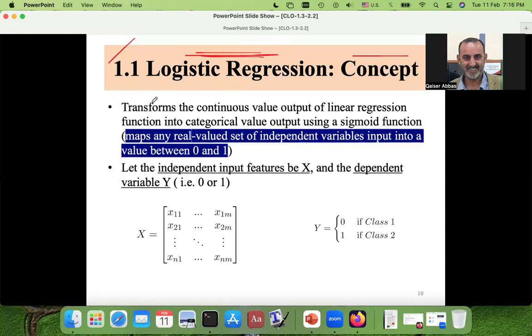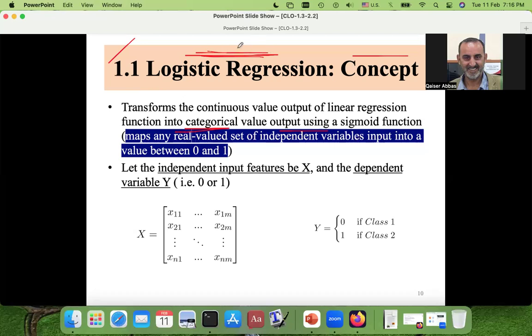We already talked about it. This is a model of classification. It will do classification, but it will take real values, you can understand fractional values, of independent variables. Independent variable means input, your data set, and dependent variable means output, the class that you want to predict.